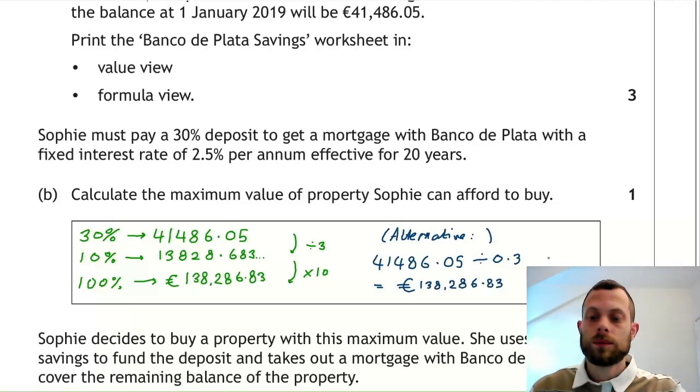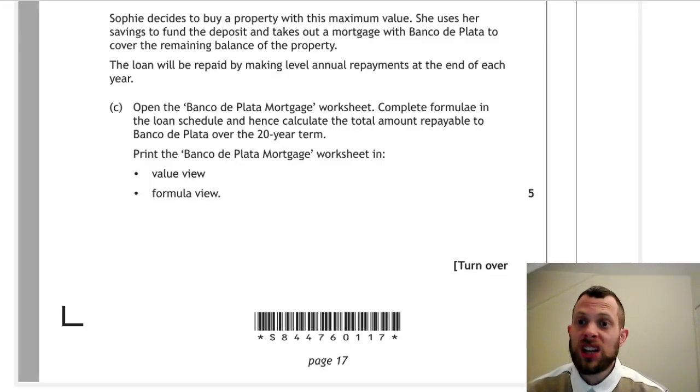Simple. So now we're on to part C, which is slightly more conventional, where we have to do a loan repayment schedule in a spreadsheet. The loan amount is for the 70% of the property value. Now that's something I believe we've never had in an SQA exam, with working out the loan amount after you've had the deposit. So that's one thing to watch out for.